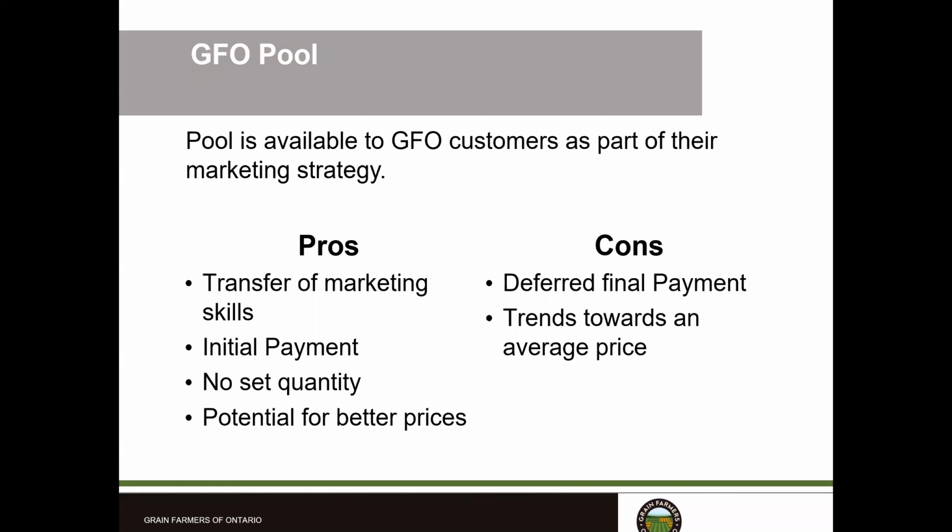Some of the cons, there's only a few, of course, is a deferred final payment. You don't get it until the following August, but don't forget, it's only about 10 or 15%. So it's not a big inconvenience. And the other thing is it tends to average toward an average price. So you're not going to make a moonshot on this by putting it in the pool. But this year, I think everybody was quite happy because we got a good price over the year. We've marketed, and where wheat is now sitting down around $4.40 US, it looked like a no-brainer to put some in the pool.